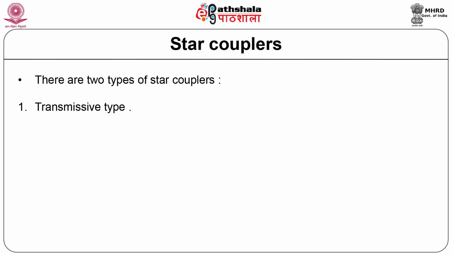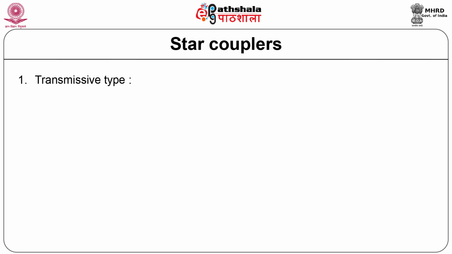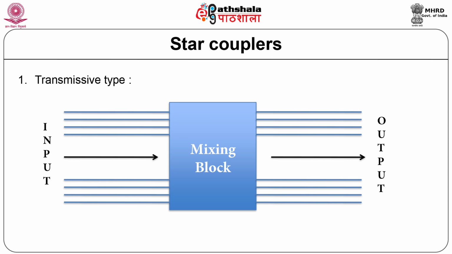Star couplers. There are two types of star couplers, transmissive type and reflective type. Now let us begin with the transmissive type. The figure shows the basic structure of the transmissive type star coupler.